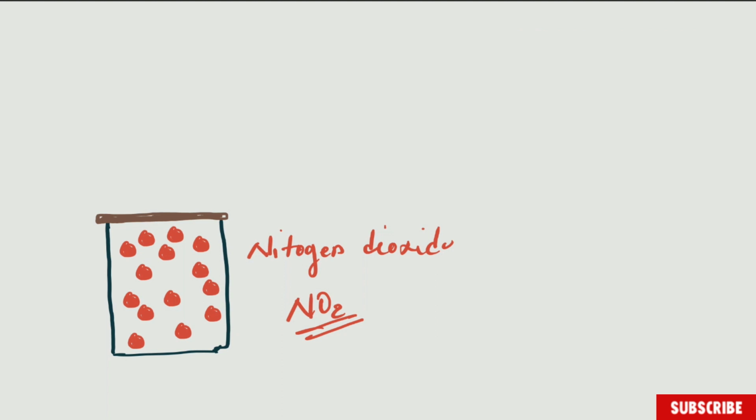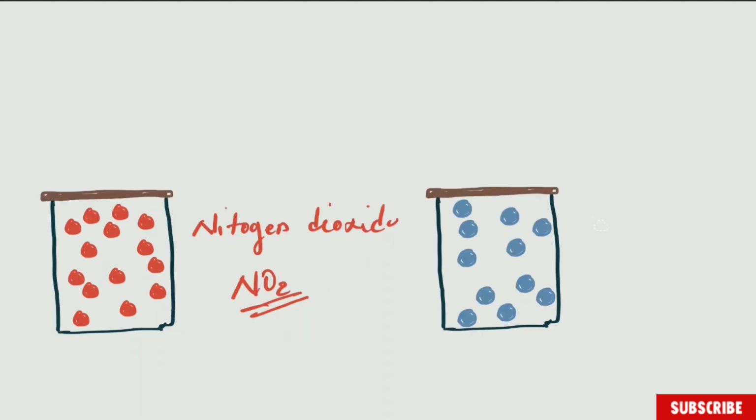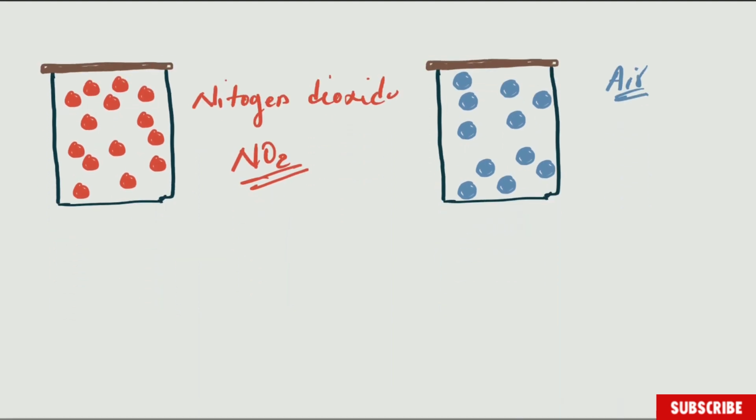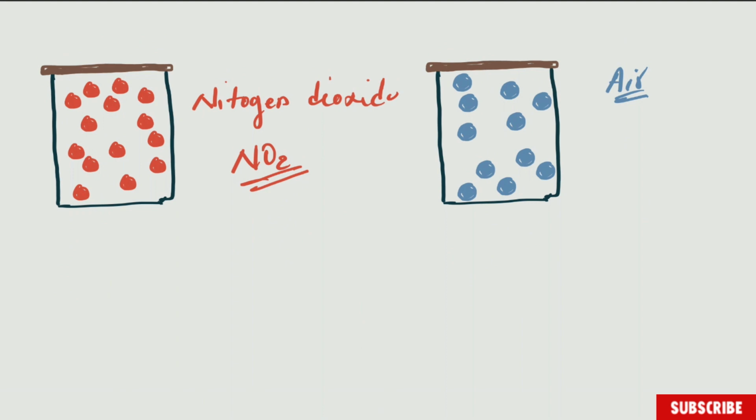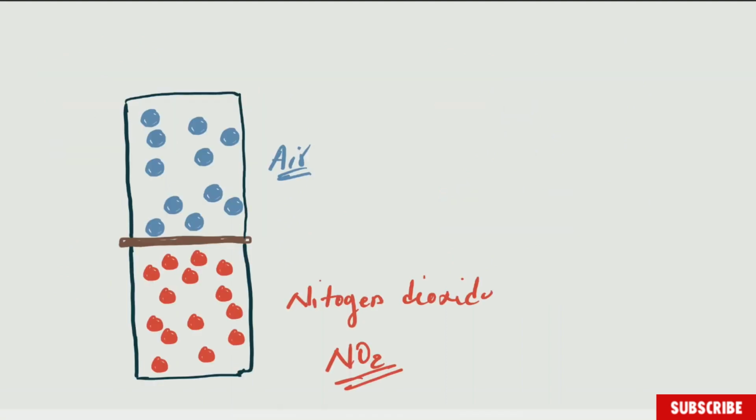And in another gas jar, we are going to have air. In one of them, we have nitrogen dioxide, and in the other one, we have air. So we are going to place one gas jar on top of the other gas jar and open the lid. And we are going to place it in this way.